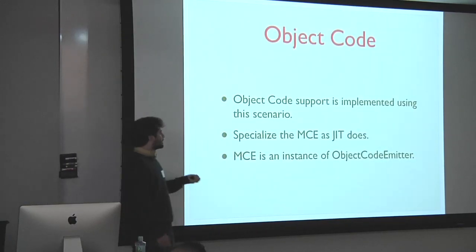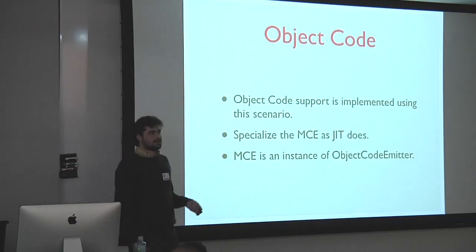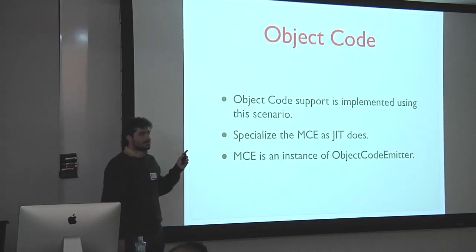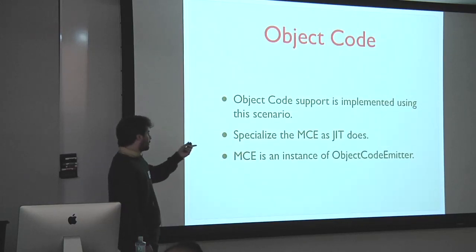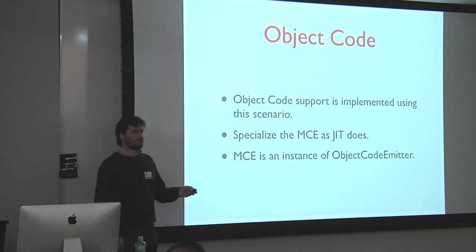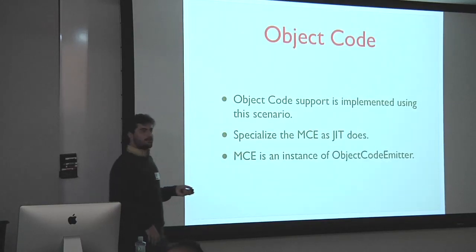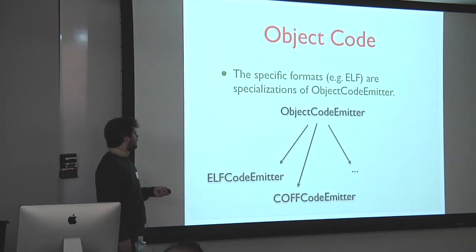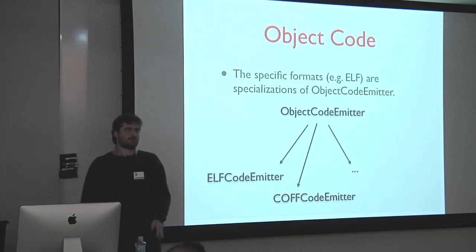When we first tried to implement object code emission in LLVM, we tried to use the same scheme as the JIT does. So we actually inherited from the machine code emitter class and implemented the object code emitter class. That way, when you call the MCE I showed before, instead of dumping bytes to memory, it will write to an actual file of a specific format. So for example, here's how we do it. We have a generic object code emitter, and you just specialize it to be an ELF code emitter, a COFF code emitter, or a Mach-O code emitter.